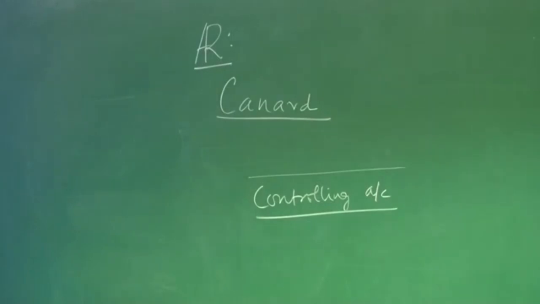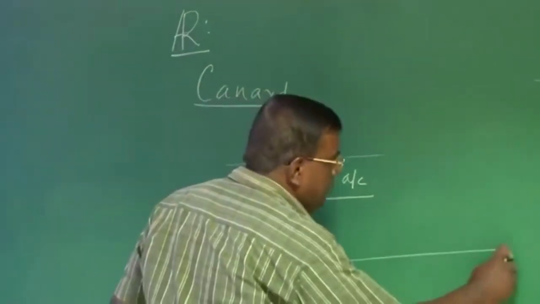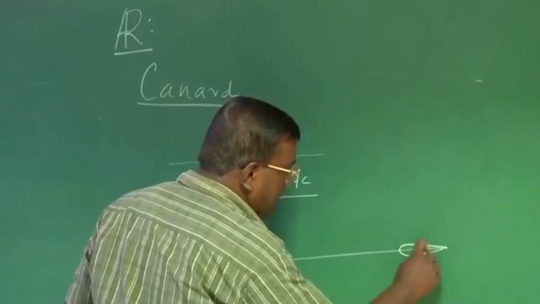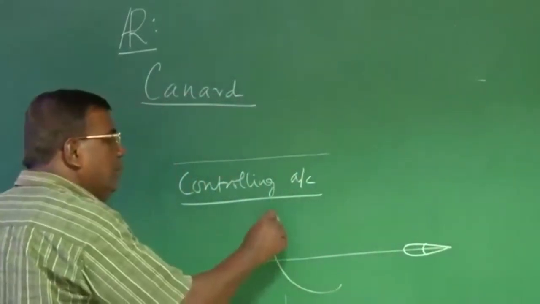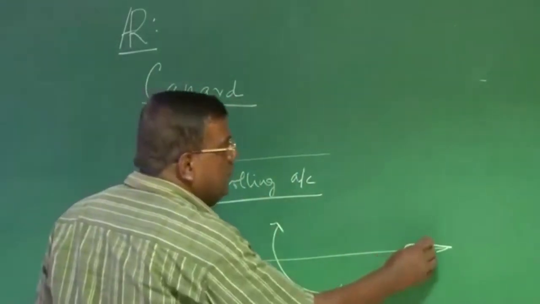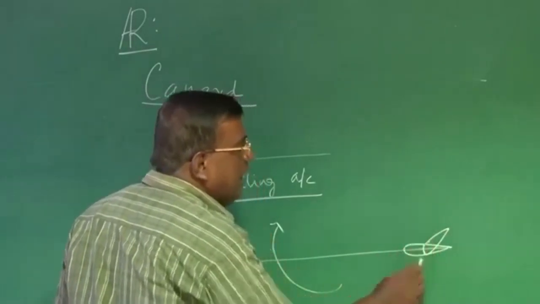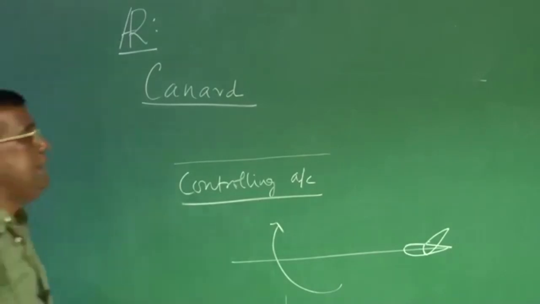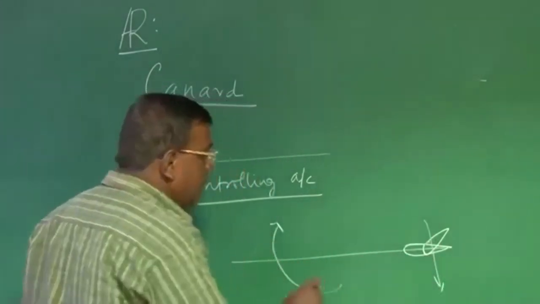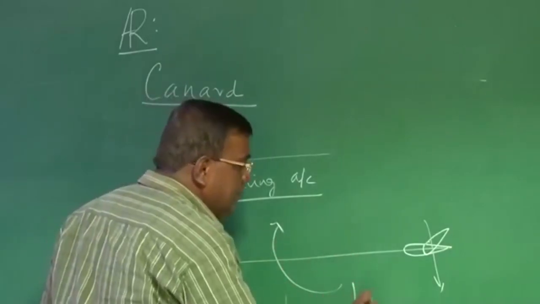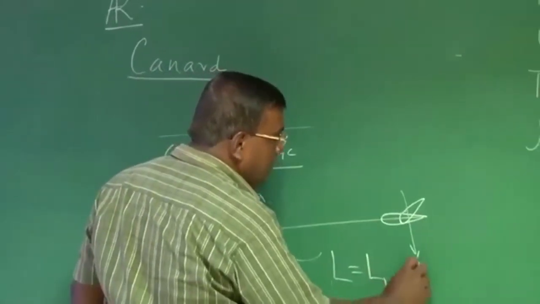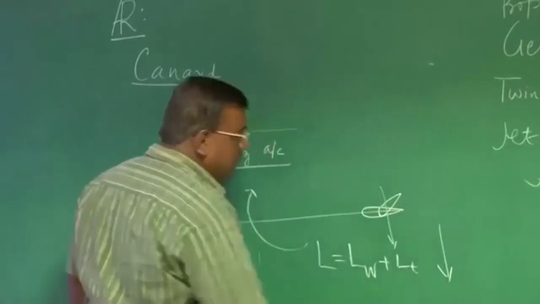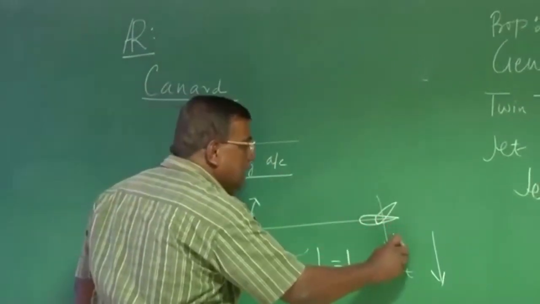What is the difference between canard controlling an airplane and an aft tail controlling an airplane? You know this, but let me also tell you, if this is aft tail, if I want to give a nose up moment, then I have to deflect this elevator up like this, right? Which in turn means, yes, it will indeed give a nose up moment, but net lift, which is lift on wing plus lift on tail, will reduce because lift on tail is acting downward.